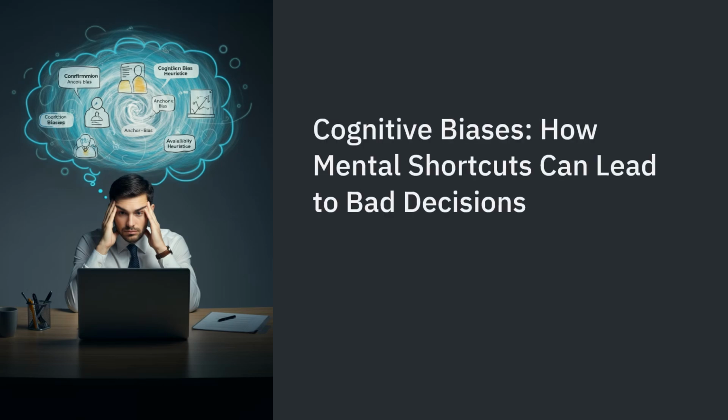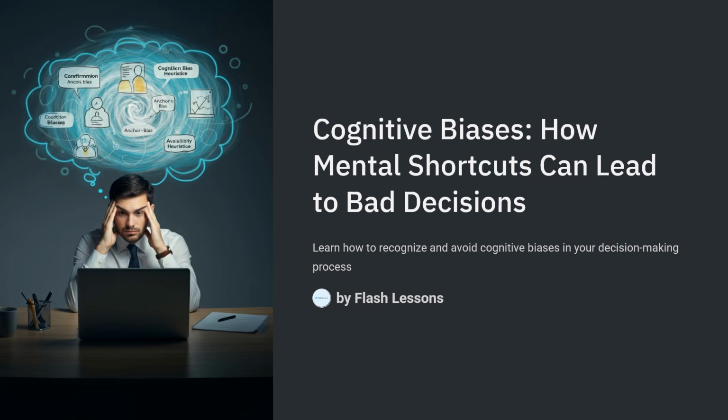Welcome to our lesson on cognitive biases. These are mental shortcuts that help us make quick decisions, but they often lead to errors in judgment. Today, we will dive into the different types of biases, how they influence our thinking, and what we can do to counteract these effects. By the end, you will have tools to make better, more informed decisions.